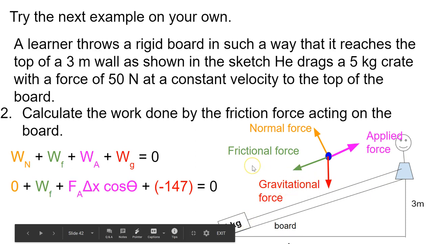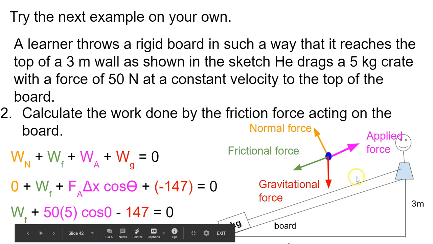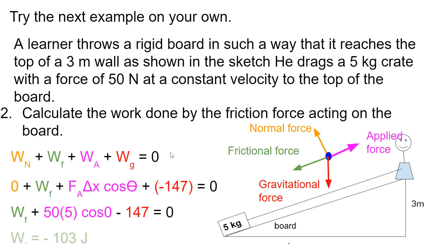So as far as my applied force is concerned, I can put in the values of my force, which is 15 newtons, times the distance that it's traveling, which I calculated using Pythagoras in the previous sum, minus the 147, which I also calculated in the previous sum, and then I get the work done by the friction force is minus 103 joule. Does this make sense? Of course it does, because the direction of motion is going up the incline, the frictional force is going down the incline. The angle between those two is more than 90 degrees, so my work done must be a negative number.